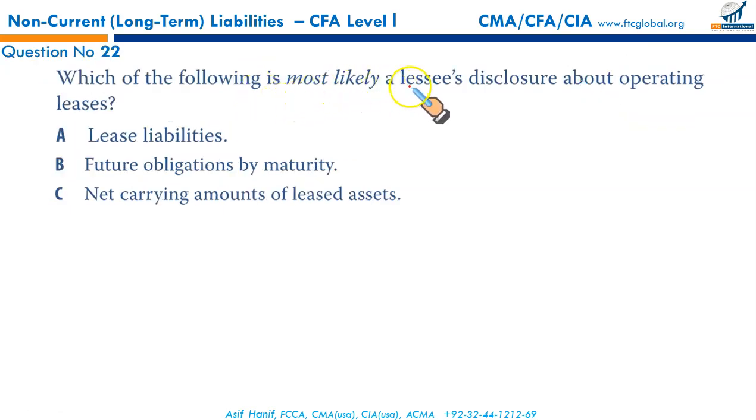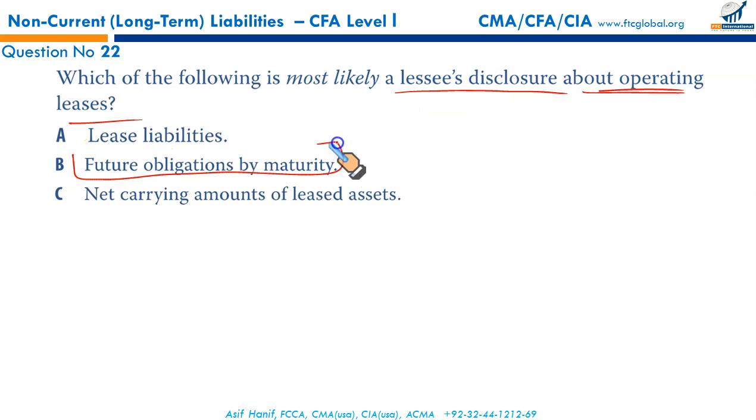Which of the following is most likely the lessee's disclosure about the operating lease? Operating leases are treated in the same way as finance leases. You debit the right of use asset, credit the liability. So they are the same. So there is no separate disclosure because operating leases no longer appear in the notes. It is on the face of the balance sheet. That's the new standard. But since this is on the old standard, operating leases must be disclosed in the notes regarding future obligations or maturities related to the operating lease.